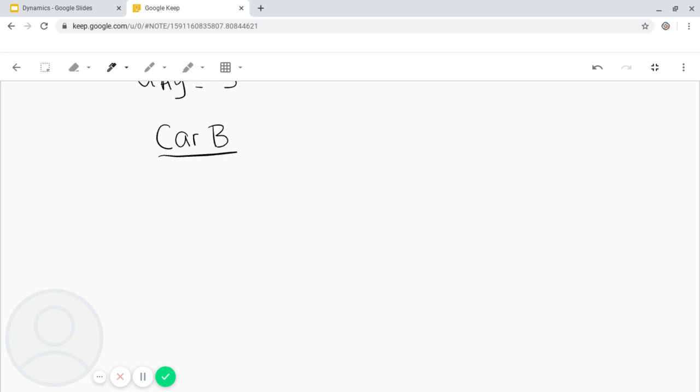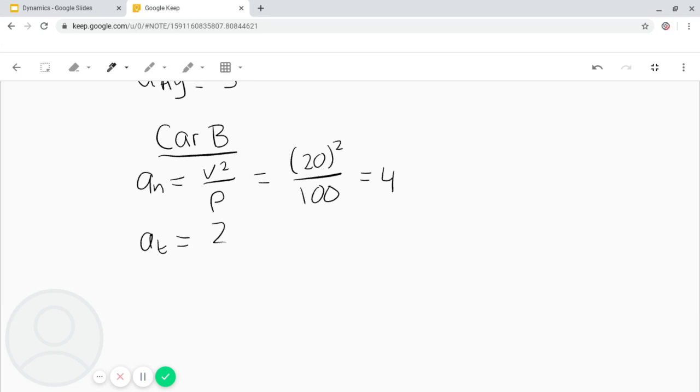So we'll look at it in terms of normal and tangential, and then turn that into x and y components. So normal acceleration is the velocity squared over the radius of the curve. In this case, the velocity was stated at 20 meters per second, squared, over 100, which is equal to 4. And tangential acceleration was stated in the question, which is just equal to 2.